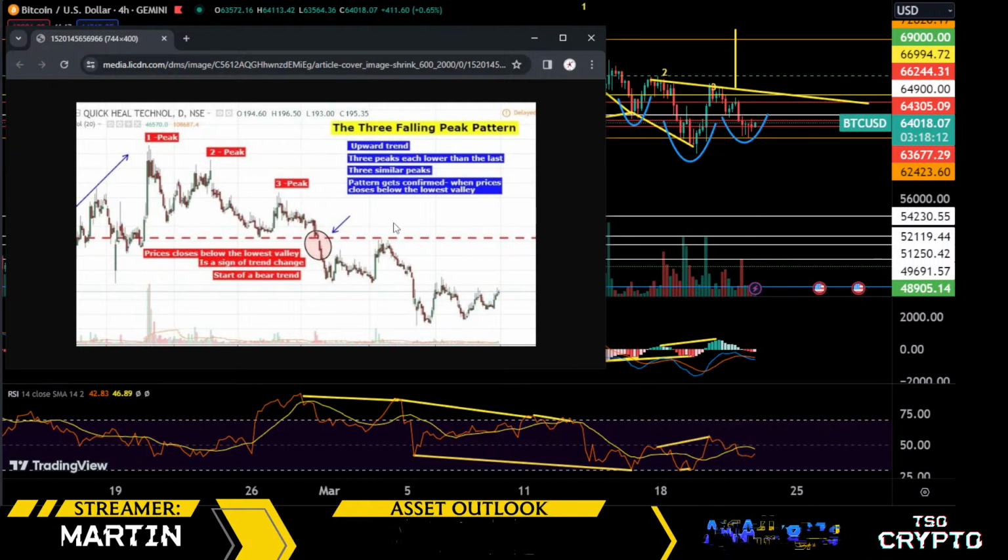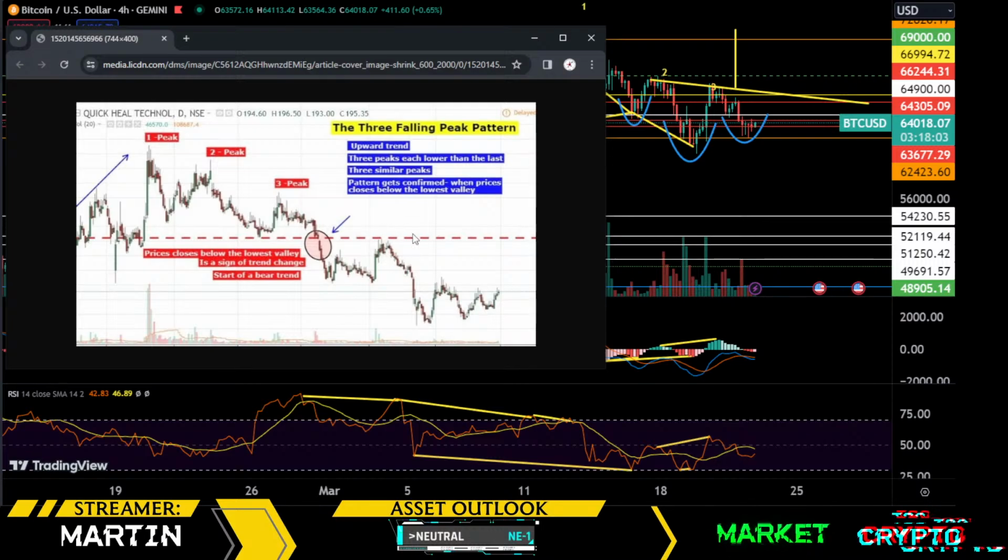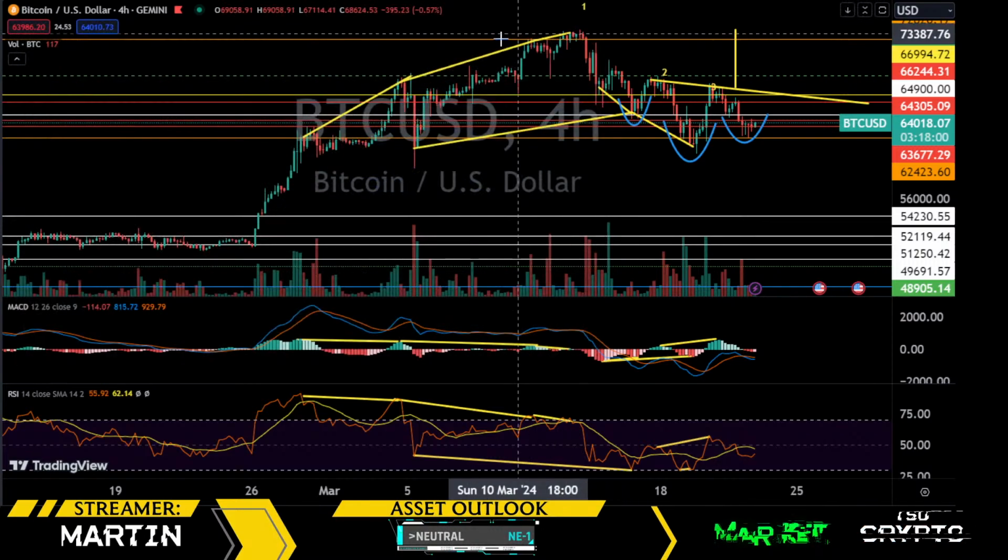Here we got the confirmation way back here. But upon confirmation, it just continued going. If it would have just broken back up that line, then that move's done. And you basically cancel your position once you're above that line again. It's just the same thing, right?